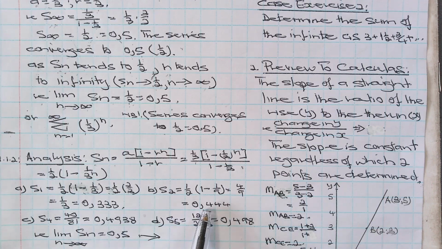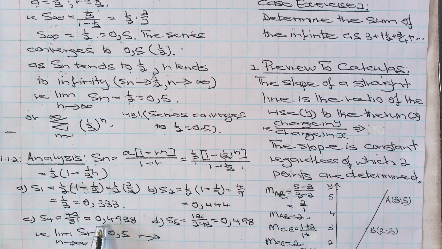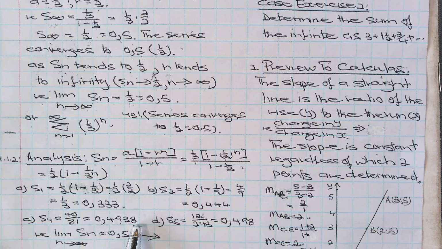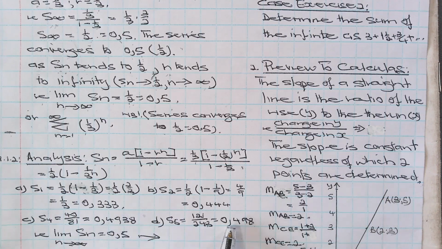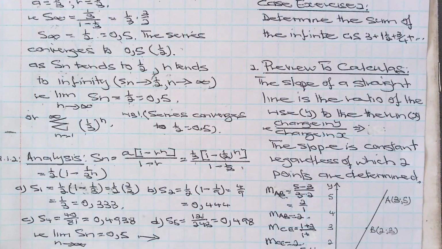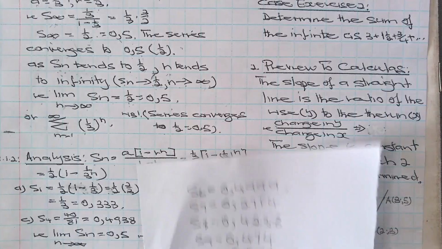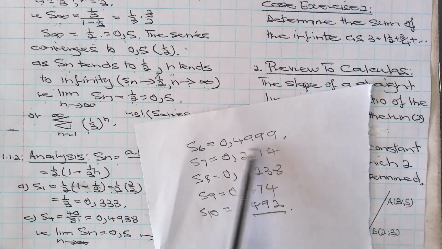Now, as we add these terms, they tend to 0.5. Then the sum of 4 will be 0.4938. To the nearest term, it is 0.5. The sum of 5 will give you 0.498. To the nearest term is 0.5. Therefore, the limit as the number of terms tends to infinity, the sum of the number of terms is 0.5.